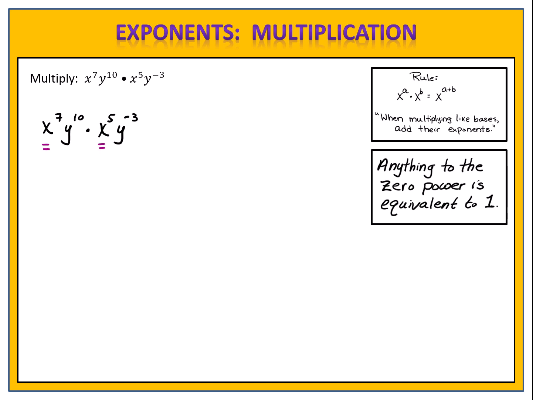First, we have the x's. We'll take the x's and add their exponents together, 7 and 5. Then we have a second base, which is y. We'll take the y and add those exponents together, 10 plus negative 3. Now we simply have to do the addition. For the x, we have 7 plus 5, which is 12. For the y, we have 10 plus negative 3, which is 7. x to the 12th, y to the 7.